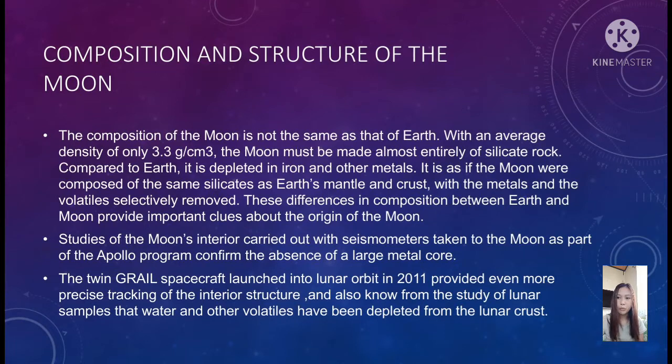It is as if the moon were composed of the same silicates as Earth's mantle and crust, with the metals and the volatiles selectively removed. These differences in composition between Earth and Moon provide important clues about the origin of the Moon, a topic that we will cover in detail later in this chapter.